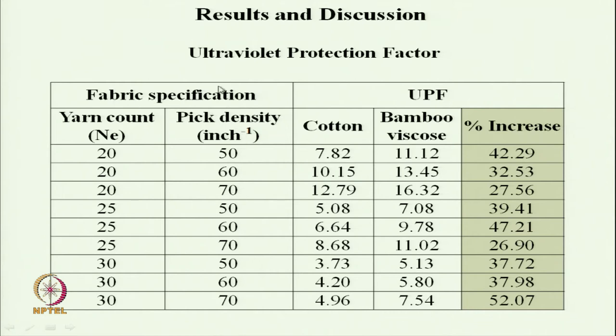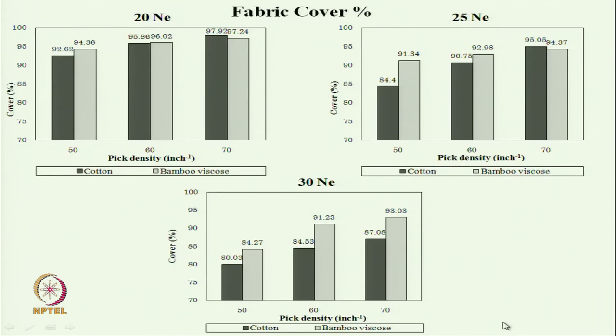And this fabric specification, yarn count and pick densities are in the loom stage, not at the final stage. And UPF was measured after the finishing of the fabric, not in the loom stage fabric, but as reported in earlier literature, the viscose fabric was giving higher UPF value. Now, to understand in detail why the viscose is giving higher UPF, different studies were carried out.